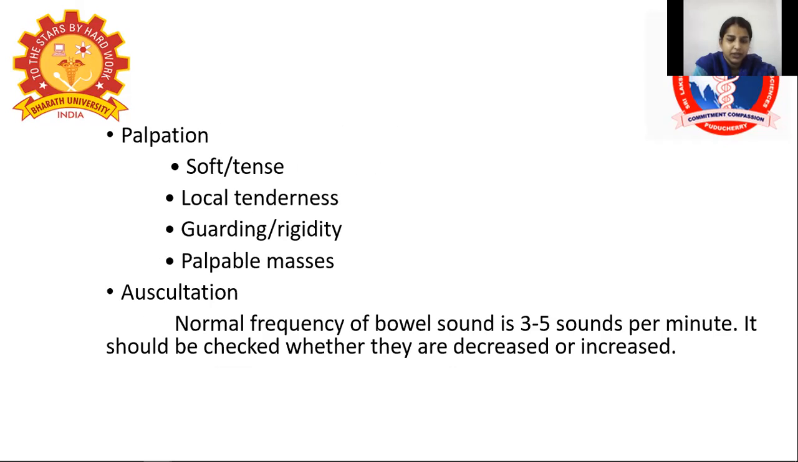Palpation of the abdomen, whether it is soft or tense, or whether there is any localized tenderness, guarding or rigidity, or going for a surgical cause of acute abdomen. Palpable masses, whether there is anything present. Then auscultation. Normal frequency of bowel sounds is about 3 to 5 sounds per minute, and it should be checked whether there is any increase or decrease in the frequency of bowel sounds.